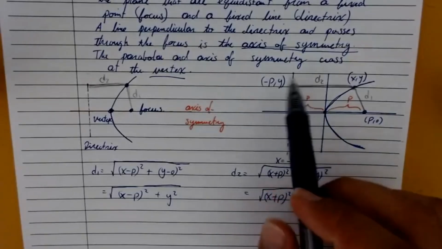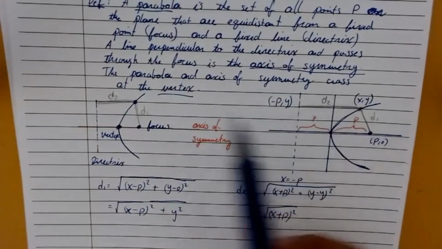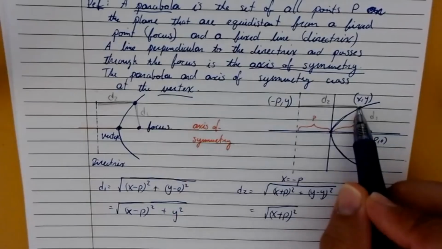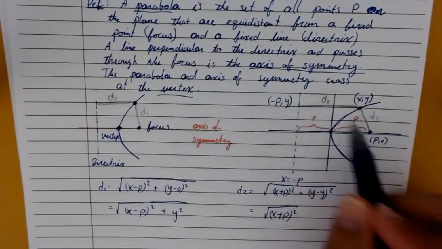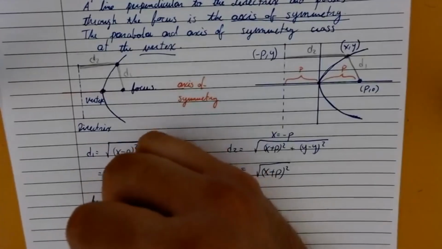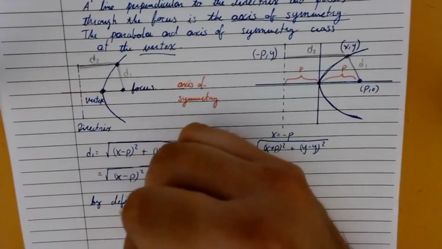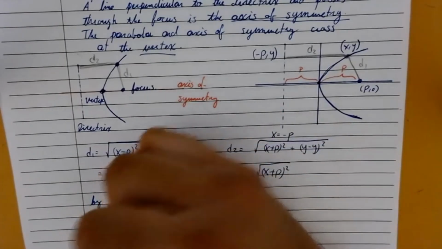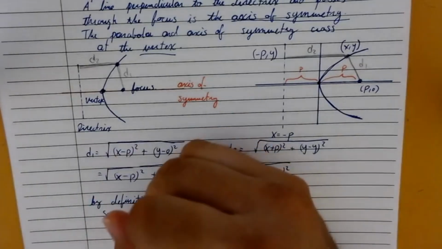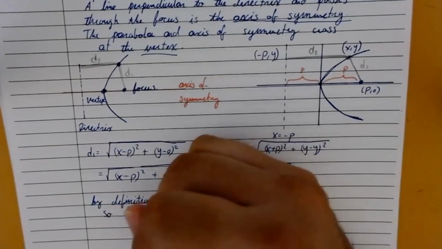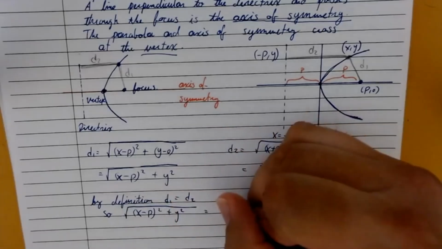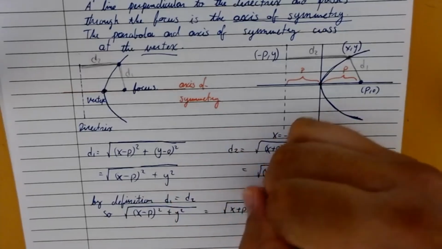Okay. Now, by definition, those distances, d1 and d2, must be the same. By definition, this point is equidistant from this point and this line. So, by definition, d1 must equal d2. That means this square root equals that square root. The square root of (x minus p) squared plus y squared equals the square root of (x plus p) squared.